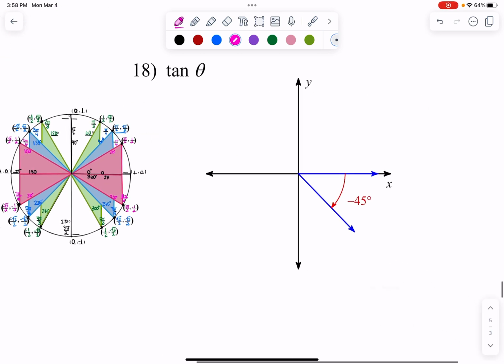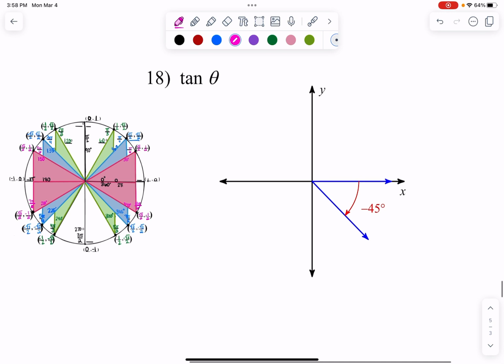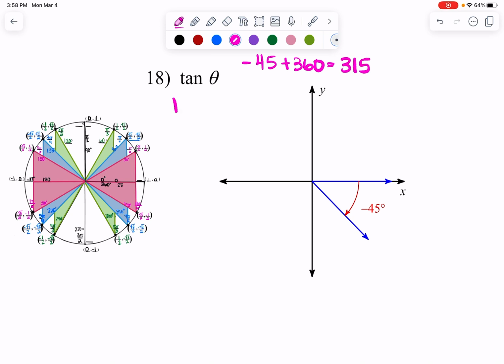Then last but not least, we have tangent of negative 45. Negative 45 is not on our unit circle. So we're going to say negative 45 plus 360, and we are going to get 315. So we are going to find tangent of 315 degrees. So I'm going to look at this coordinate. I'm going to say our y over our x. Anything divided by itself is 1. If one of those is negative, it makes it negative 1, and that is our answer.